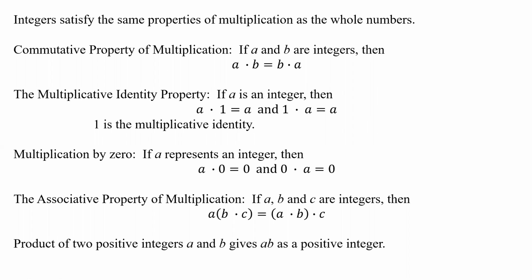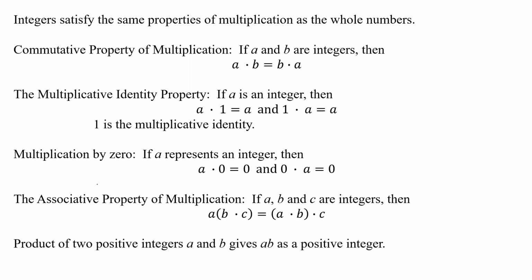So we have the commutative property of multiplication. So if we have a and b that are integers, then a times b is the same as b times a. Okay. We have the multiplicative identity property. So if a is an integer, then we can take a times 1 and we get that a back. And then also 1 times a is equal to a too. So we can use the commutative property and change order. Now here the 1 is the multiplicative identity.